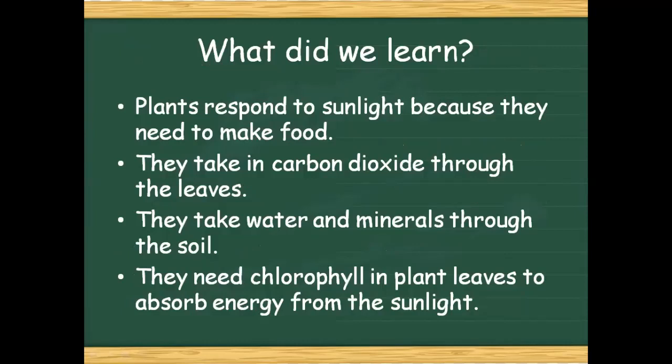Okay, so what did we learn? Plants respond to sunlight because they need to make food. They take in carbon dioxide through the leaves. They take water and minerals through the soil. And they need chlorophyll in plant leaves to absorb energy from the sunlight.